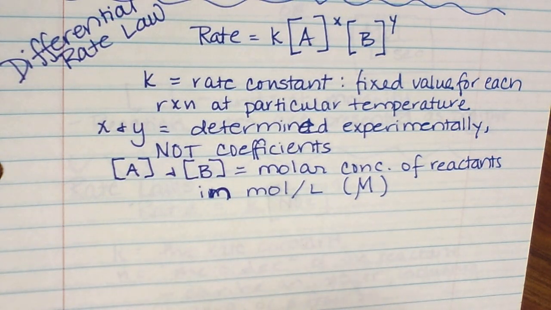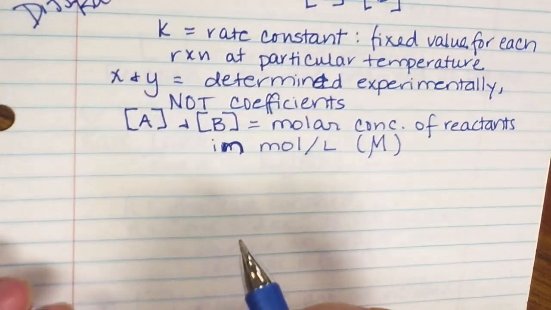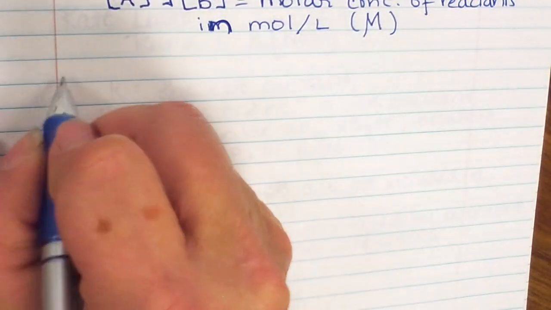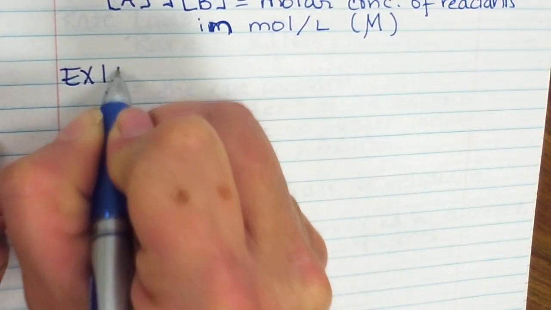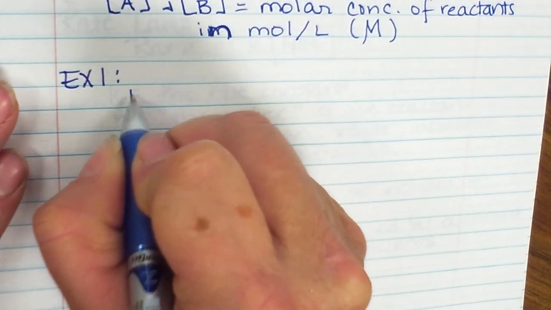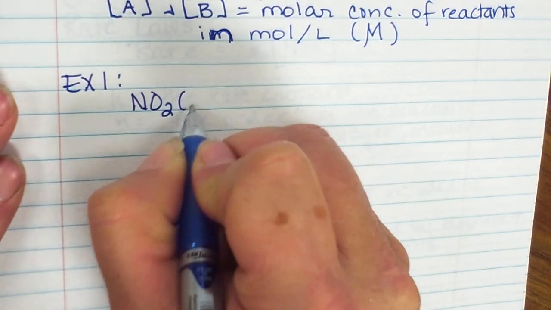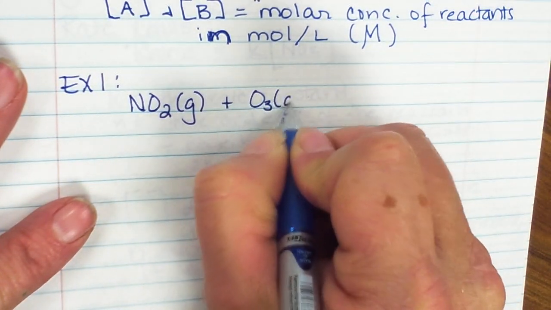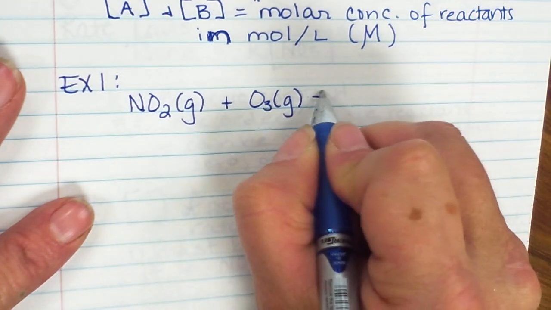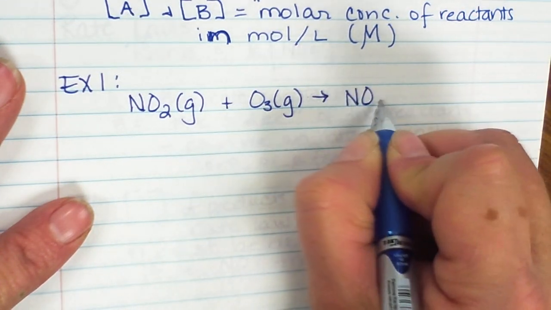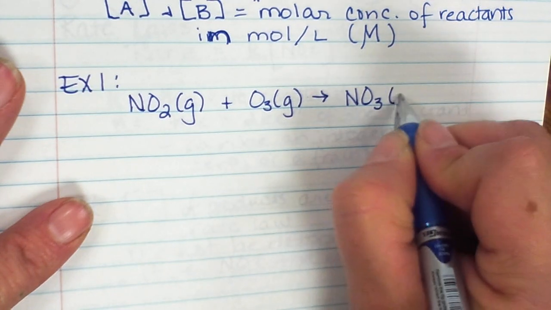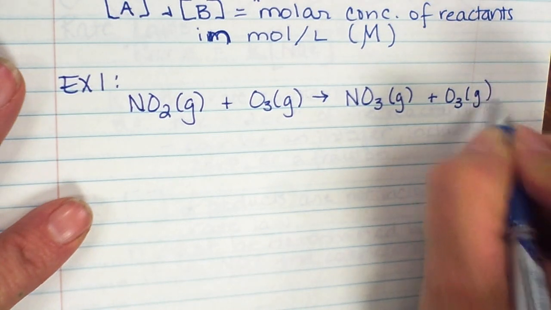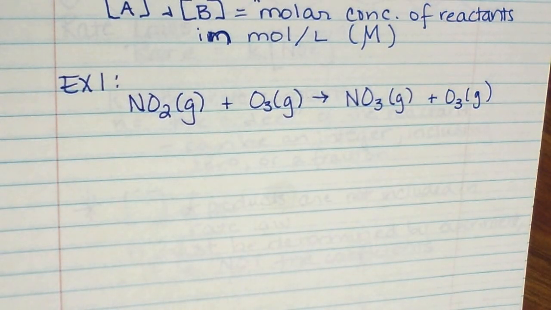All right, so here's your first example. Example 1. Here's the equation. Nitrogen dioxide gas plus ozone yields nitrogen trioxide gas plus oxygen. So this is the equation for the breakdown of ozone.